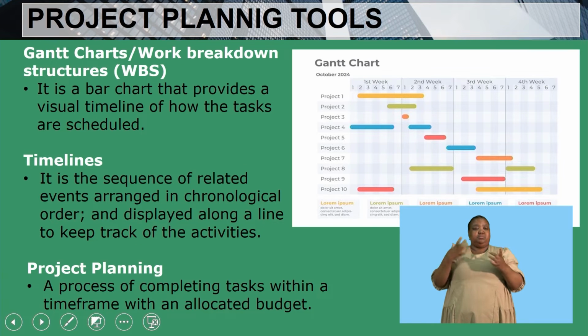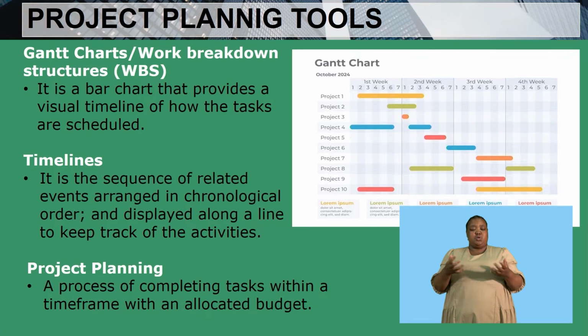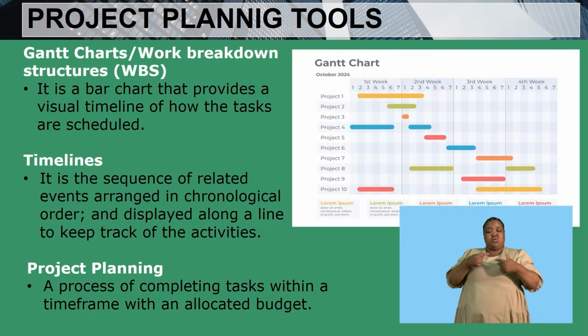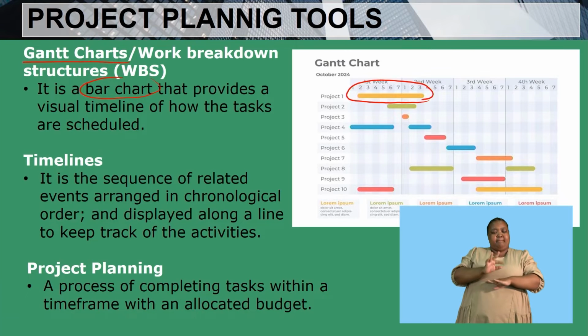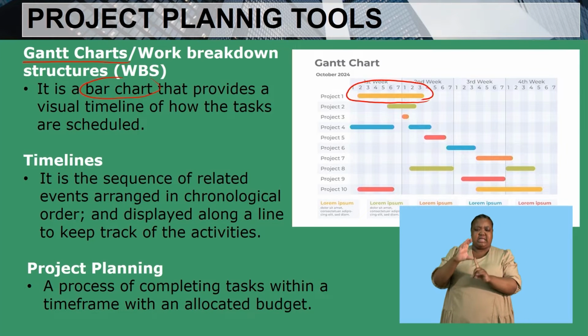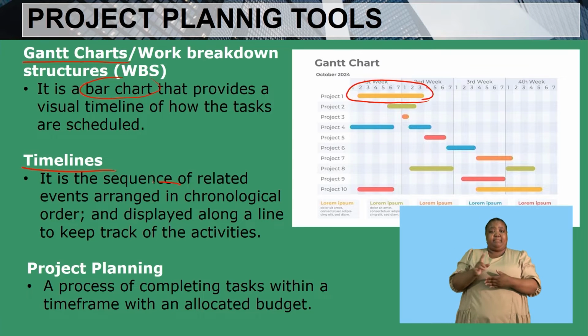Now, in order for you to take your plan into action, you need to have different planning tools, which we call project planning. Reminder that a Gantt chart is simply a bar chart that provides a visual timeline of how tasks are scheduled. This makes it easier for the person planning the project to see what kind of tasks we have and how long it will take us to finish each task. And then you have a timeline, which is simply a sequence of related events, as we have mentioned.